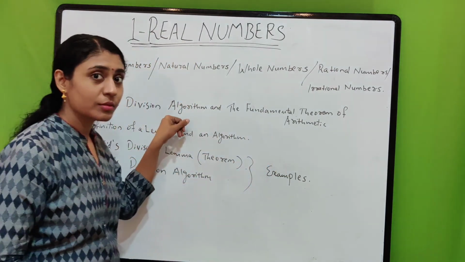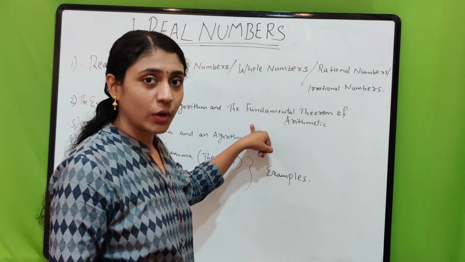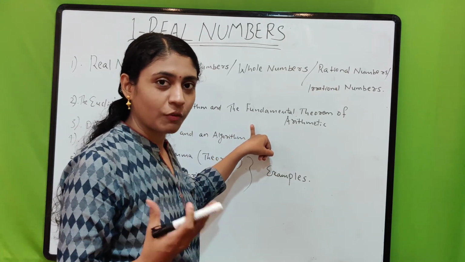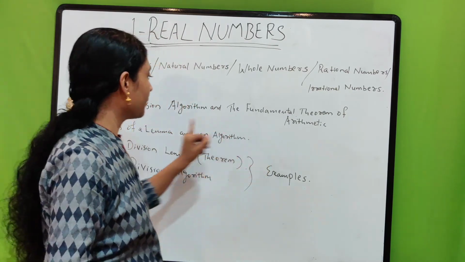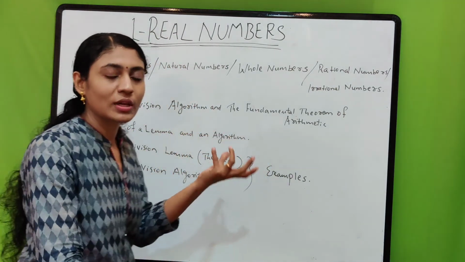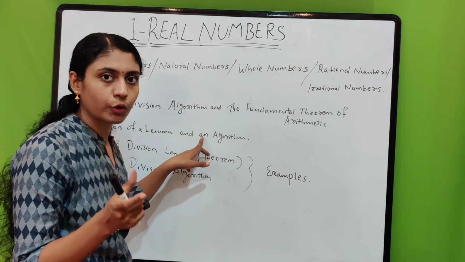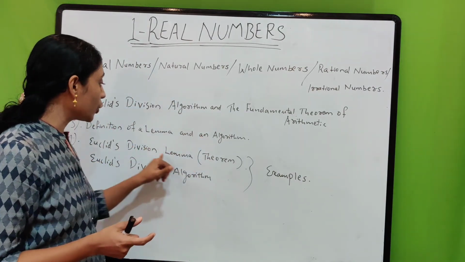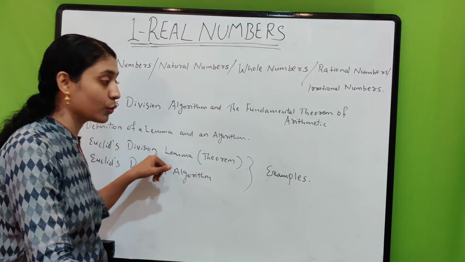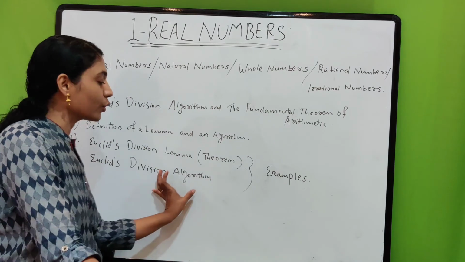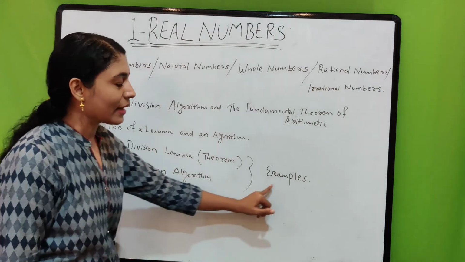Then this Euclid's division algorithm is used to calculate the HCF of two positive integers, and here it is used to find the decimal expansion when the decimal expansion of a rational number is terminating and when it is non-terminating, repeating, right? Then we got into the definition of lemma, the difference between lemma and an algorithm. This is not from the exam point of view, it is just for your knowledge. Then we discussed Euclid's division lemma, which is theorem 1.1 in our textbook. So study that, it is important, Euclid's division lemma and the steps of Euclid's division algorithm. So we discussed Euclid's division lemma and algorithm and their examples.